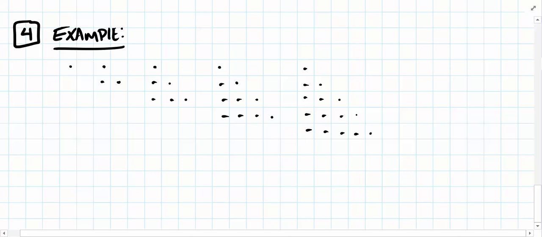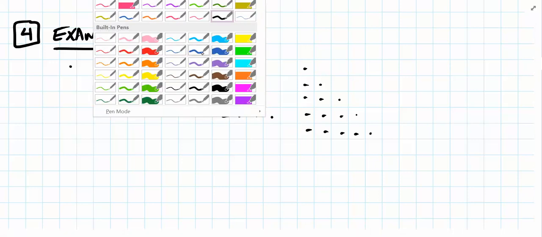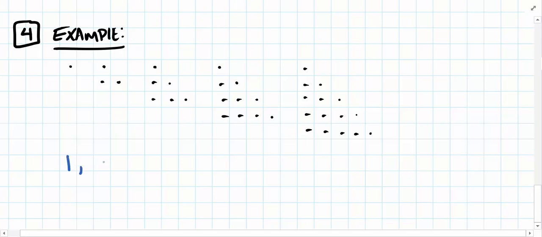So the question I have for you is this. Can we take my picture of dots there, my picture drawing, and write out a sequence that would represent the total number of dots that I have on the page here? So can you do that with me? What would it be? 1, then what? 3, then what? 6, then what? 10, then what? 15. Okay, then I would keep going.